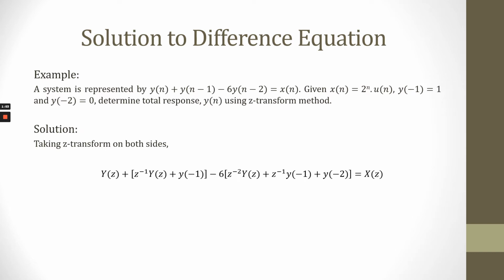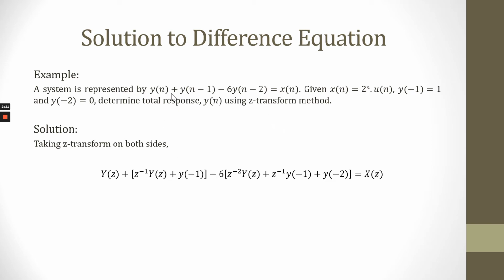In the next example, a system is represented by y[n] plus y[n minus 1] minus 6 y[n minus 2] equal to x[n]. Given x[n] equal to 2 to the power of n u[n], the initial conditions y[minus 1] is equal to 1 and y[minus 2] is equal to 0, determine the total response y[n] using the Z transform method.